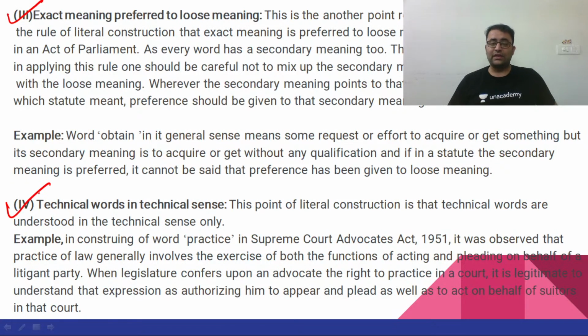Technical words in technical sense. The point on literal construction is that technical words are understood in the technical sense only. Example, in construing the word practice in the Supreme Court Advocates Act 1951, it was observed that practice of law generally involves the exercise of both the functions of acting and pleading on behalf of a litigant party. When legislature confers upon an advocate the right to practice in a court, it is legitimate to understand that expression as authorizing him to appear and plead as well as to act on behalf of suitors in the court. Okay, so this is what you mean about technical words in technical sense.